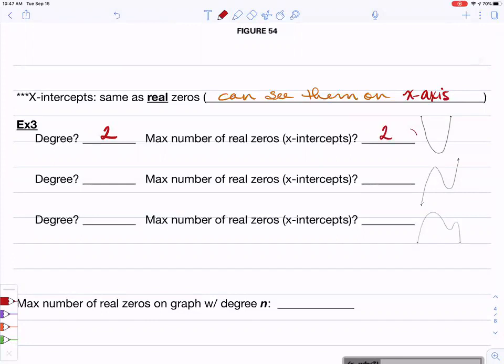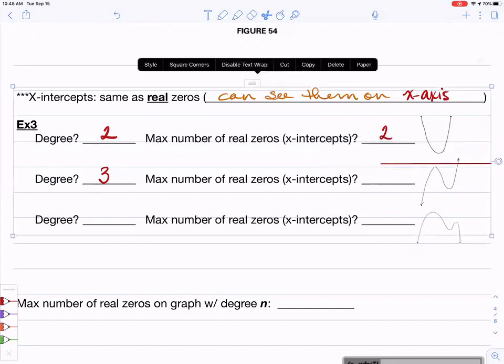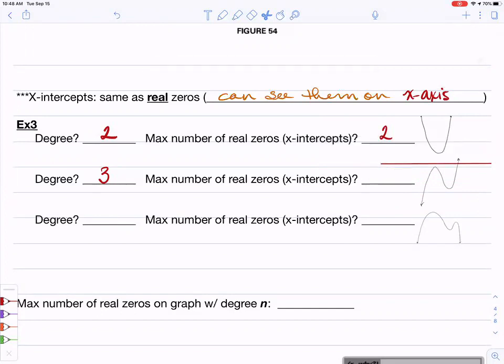What about the example picture on the right next? What's a possible degree for that guy? 3. Now think about where your x-axis could be. If your x-axis is right here, how many zeros, x-intercepts, do you have? 1. If I move it up a little bit, how many x-intercepts do you have now? 2. If I move it up a little bit more, how many x-intercepts? 3. So what's my maximum number of x-intercepts? It was 3.